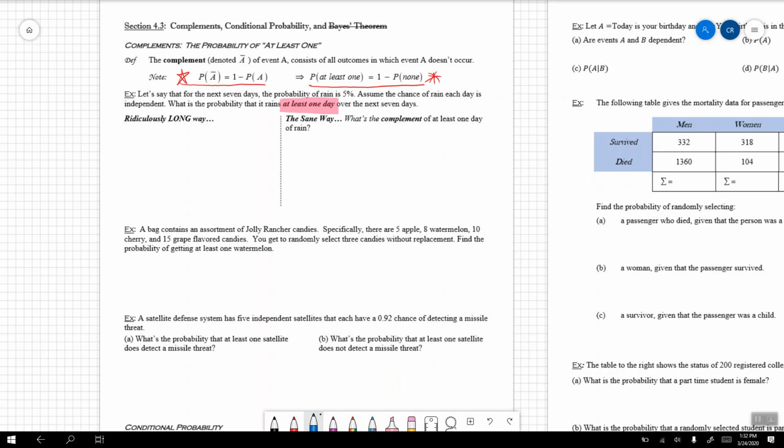Now, because they're telling us at least one day, then that means we're going to be able to use the rule of complements. But if we do this the ridiculously long way, then we're going to have to do Monday, Tuesday, Wednesday, Thursday, Friday, Saturday, and Sunday. All right, so let's start looking at this. Let's say it rains on Sunday, and then it doesn't rain the other days of the week. Awesome. That is one possibility.